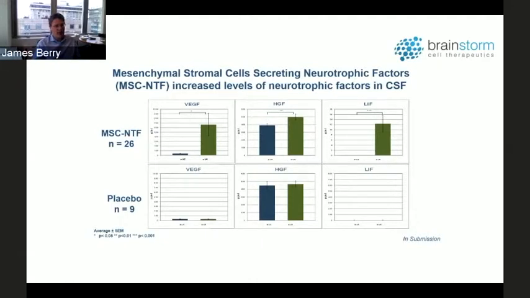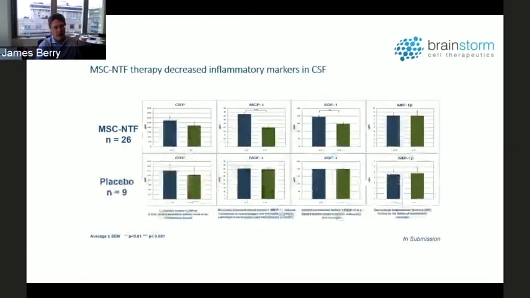In the phase 2 trial, what we saw was that a number of, but not all, of the neurotrophic factors increased in those who were treated with the cells and not in placebo. And VEGF was one of the ones that was most affected, so was LIF. So this is a very nice pharmacodynamic marker to say we're at least doing what we think we want to do.